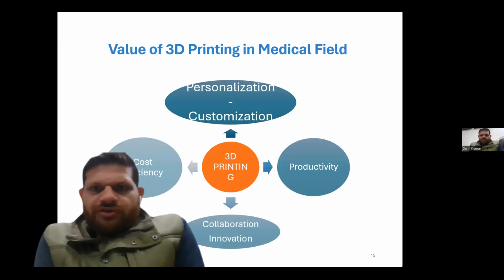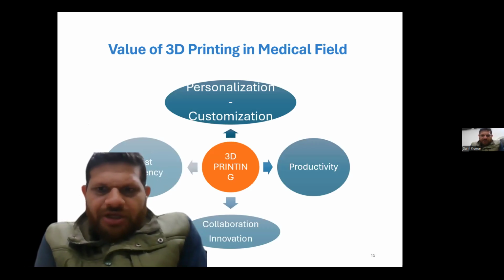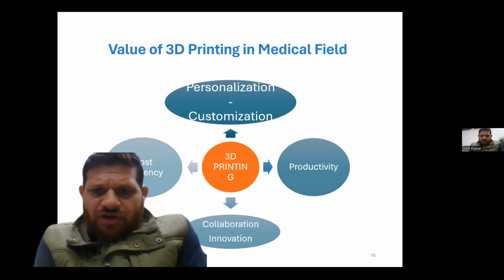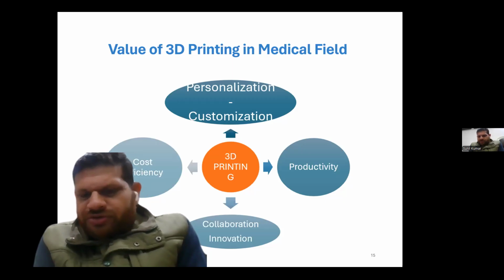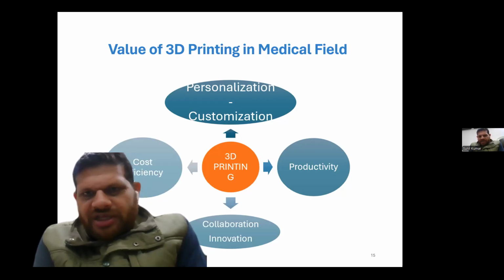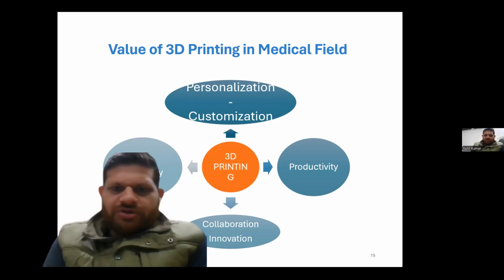But why do we use 3D printing in the medical field? It provides us these four main features. That is, we can create personalized or customized products, because we know the body of each and every person on this earth is different, or the face structure is different. If we want to build something like a nose or ear, it is different for a different person. Secondly, it is cost effective. We can produce a number of items in minimum time, that is high productivity, and also we can collaborate and innovate, just like it is nowadays being used in aesthetic looks.